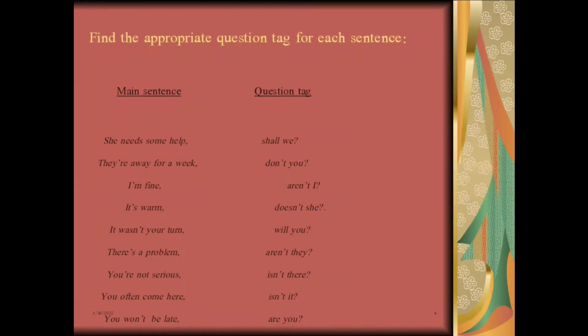So now let's answer this exercise together. It's a match activity. We have the first column, the main sentence, and the second column is the question tag. Okay, let's start with: she needs some help. This is the main sentence.